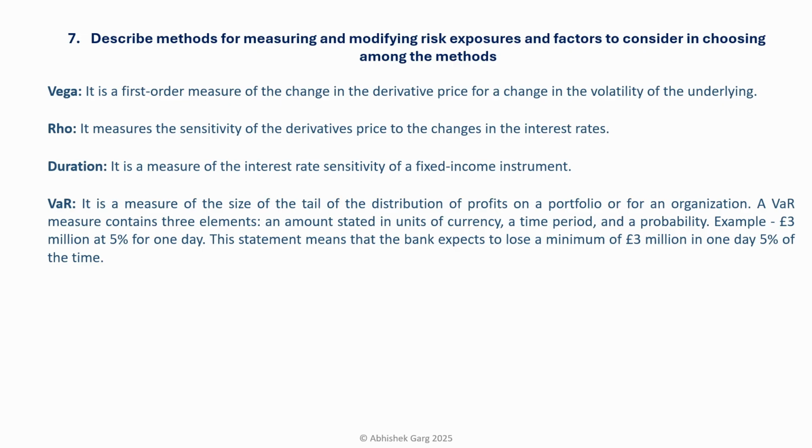Now, what does it actually say? It says that the bank is expected to lose a minimum of 3 million in one day 5% of the time. The most important thing to remember here is that this is the minimum loss that the bank can expect to have. This is the minimum loss, not the maximum loss. So VAR is the minimum loss that we can expect the bank to have. There's no limitation on how much higher this loss can be.